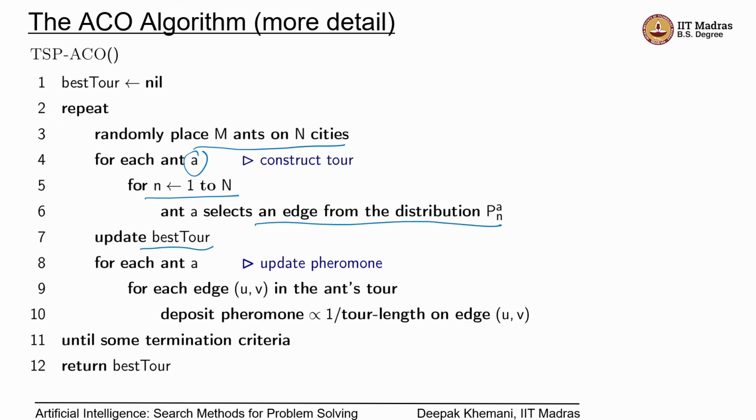And then we look at how to update the pheromone. For each edge UV in the ant's tour, we deposit pheromone which is inversely proportional to the cost of the tour found by the ant. So proportional to 1 by tour length. Which means that ants which find shorter tours will deposit more pheromone, and ants which find longer tours will deposit less pheromone.